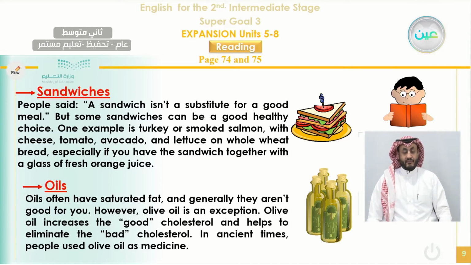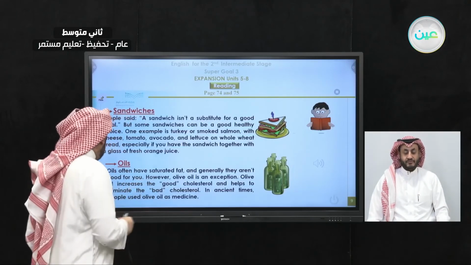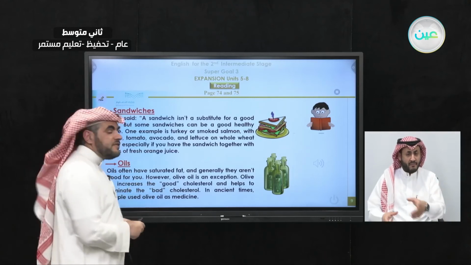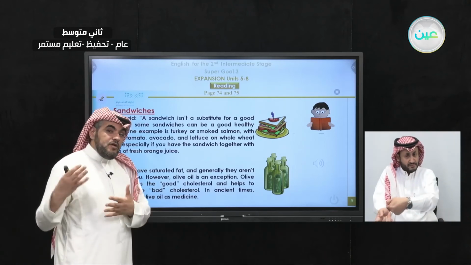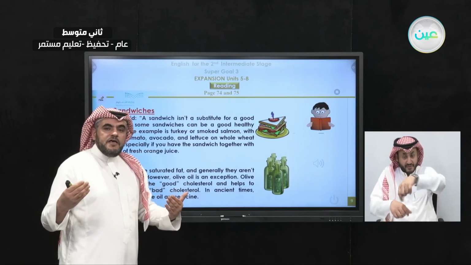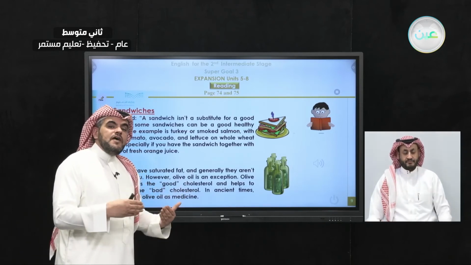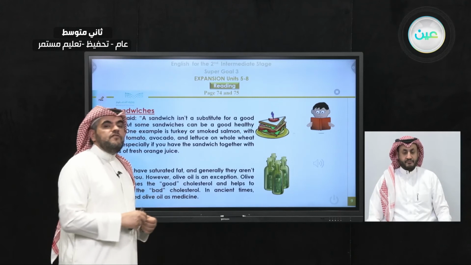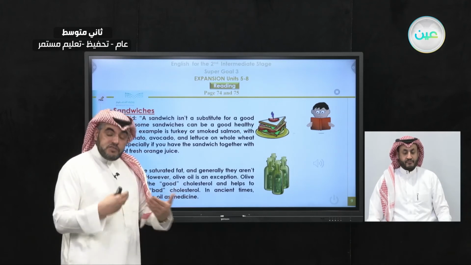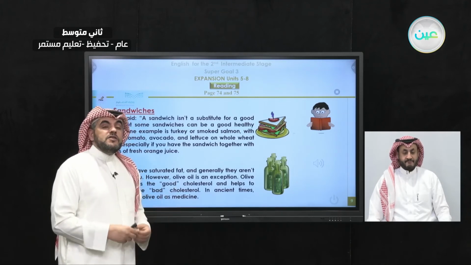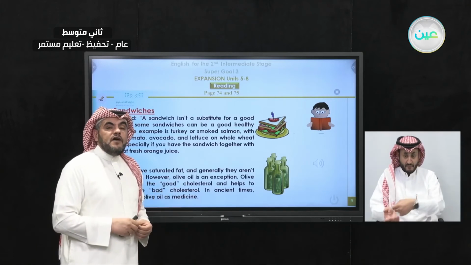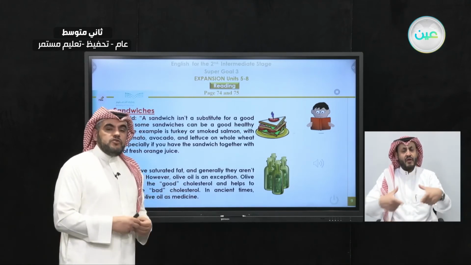In ancient times, when we talk about ancient times, a long time ago, what happened? People used olive oil as medicine. People, a long time ago, didn't have medicine, so they used kinds of food like olive oil. They used it as medicine. Okay, so it proves that this is a good thing to have in our meal. Olive oil is a good choice.